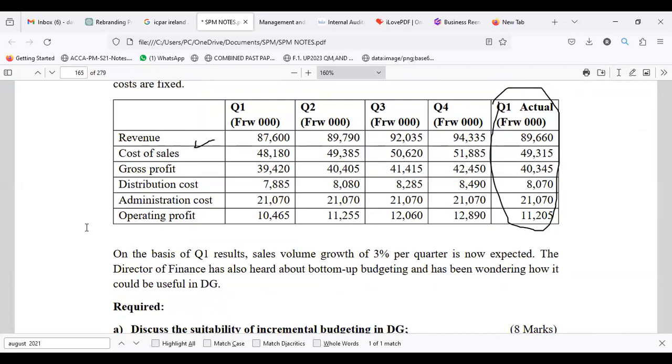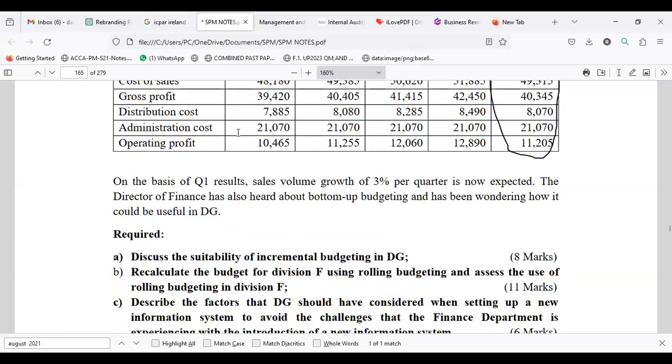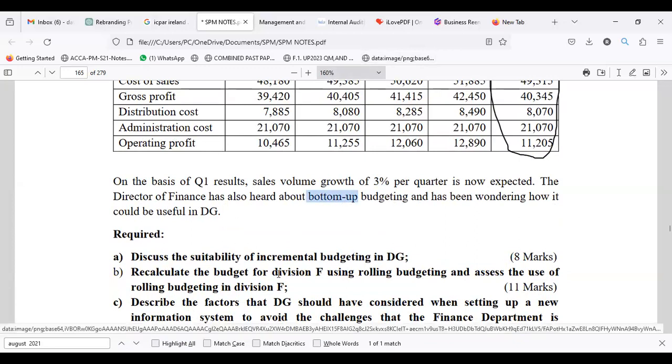The Director of Finance has also heard about bottom-up budgeting and has been wondering how it could be useful to DNG. Bottom-up means you start from the lowest employees, which is what the president was telling us in Kenya, a principle of working out which starts from catering for the people at the bottom. Anyway, that is just for another day. So discuss the suitability of that; we'll discuss it as we go through incremental later.